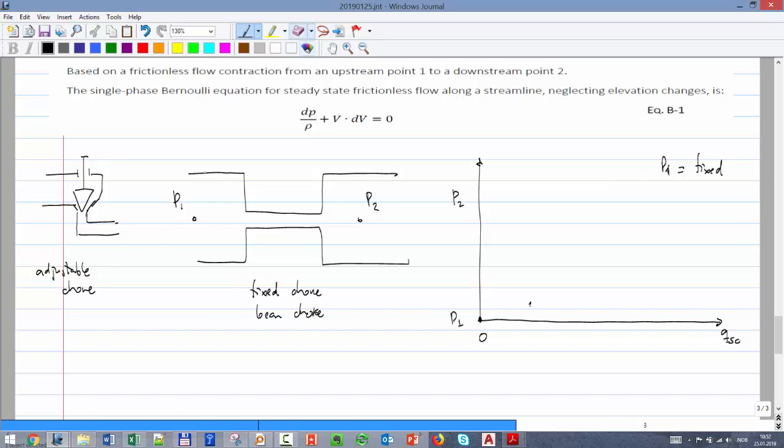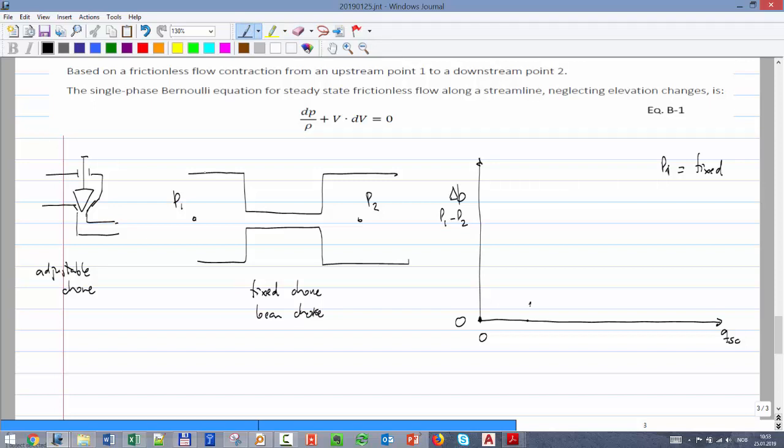Actually, that's not P2, but that's the delta P. What I'm plotting here is delta P, the pressure drop across the choke. That means P2 minus P1. So I have no flow, simply I have 0, right? But then I start increasing the rate. How should the delta P be? Actually, again, no, this is P1 minus P2, just to make it positive.